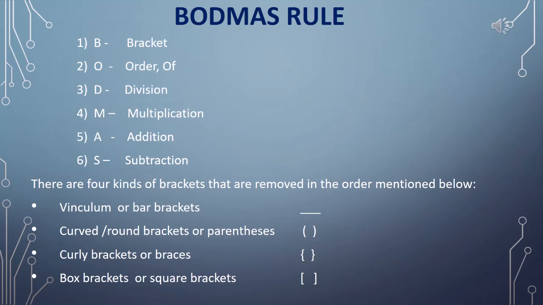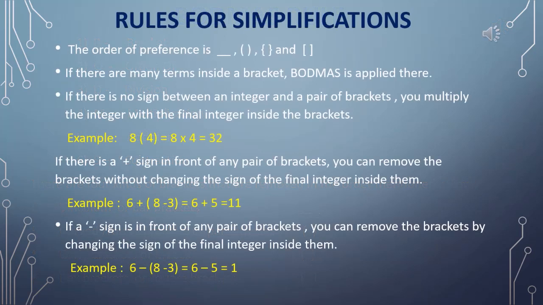Sometimes a mathematical expression may involve different types of brackets. These brackets are vinculum or bar brackets, curved round brackets or parentheses, curly brackets or braces, box brackets or square brackets. There are some rules for simplification. In the first rule, we simplify expressions by starting with the innermost bracket. Normally the vinculum is the innermost bracket. Next is the parenthesis, then the braces, and finally the square brackets.